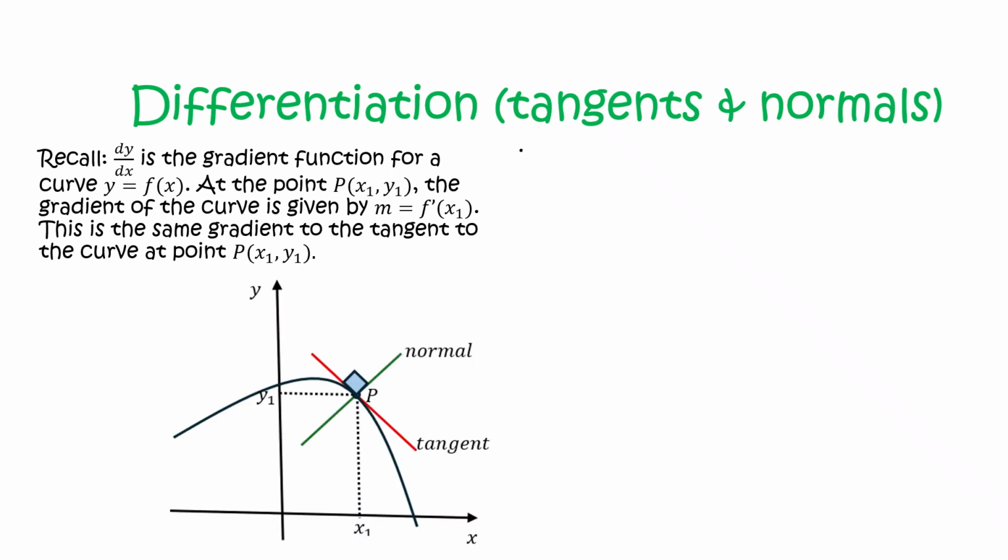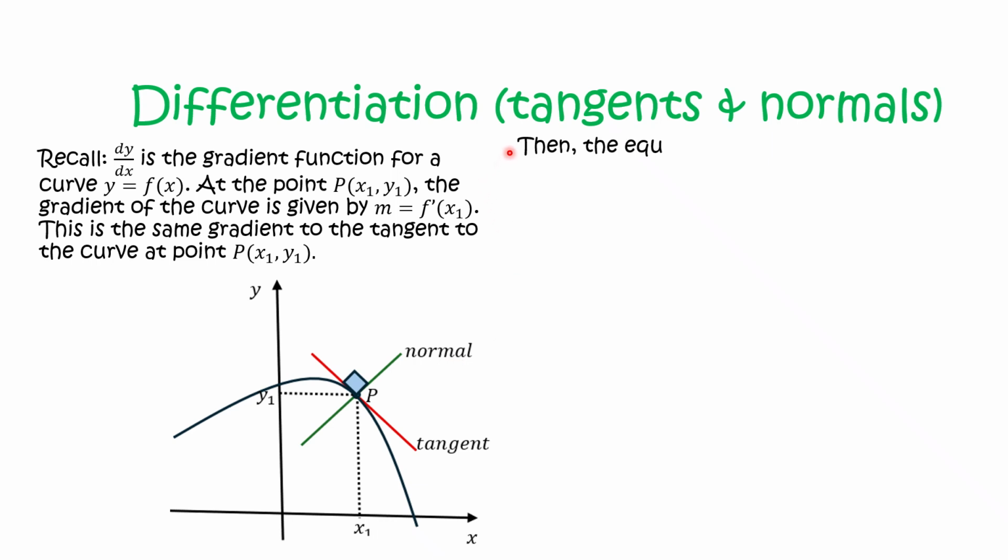So supposedly we have this graph right here. We can see the tangent is the line that touches the curve only at one point, and the line that is perpendicular to that tangent is known as the normal.